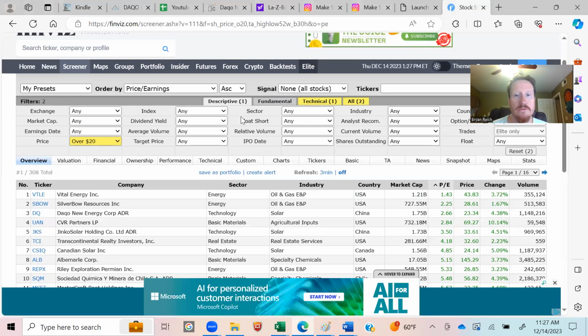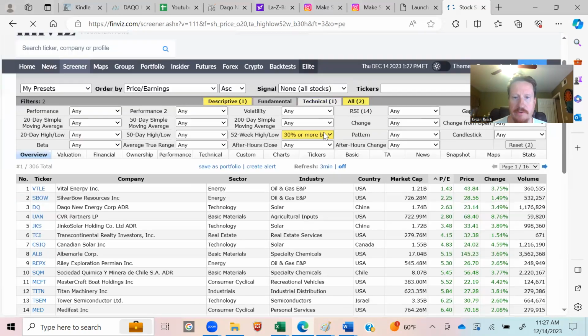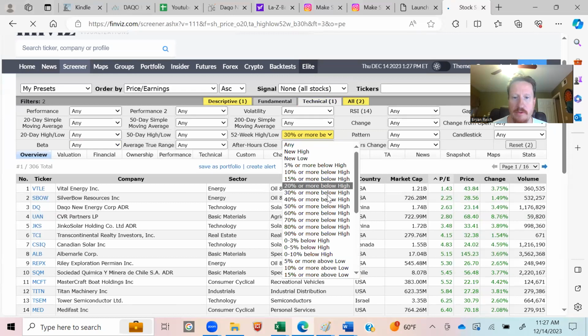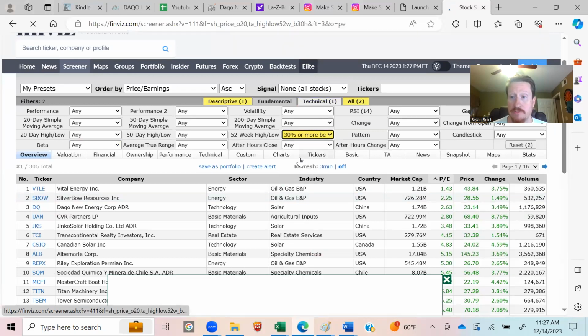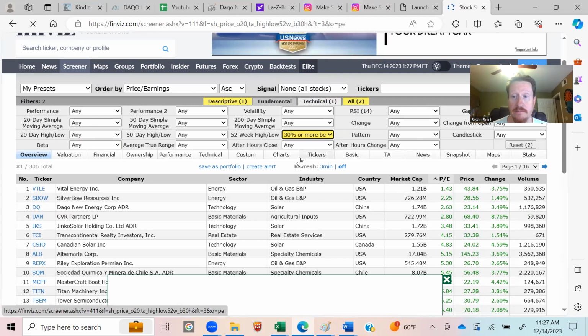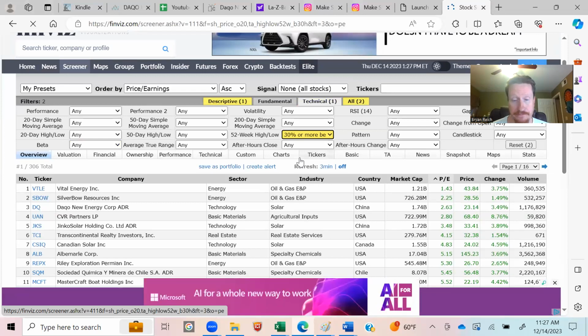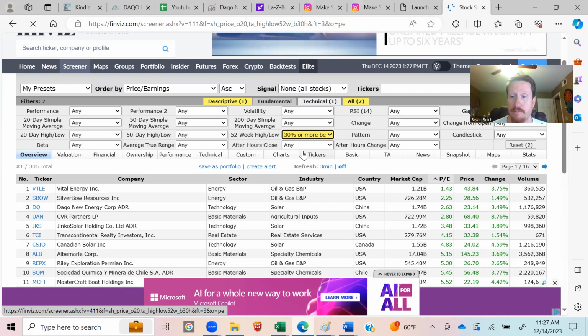Okay. Let's go to Finviz. That's a stock screener. We'll bring up the stock screener. And then under technical, you want to be 30% or more below the high. So in essence, we're getting a 30% discount on a stock. Warren Buffett, the greatest investor of all time, this is exactly what he looks at. It's called margin of safety. So we put in our margin of safety at 30%.